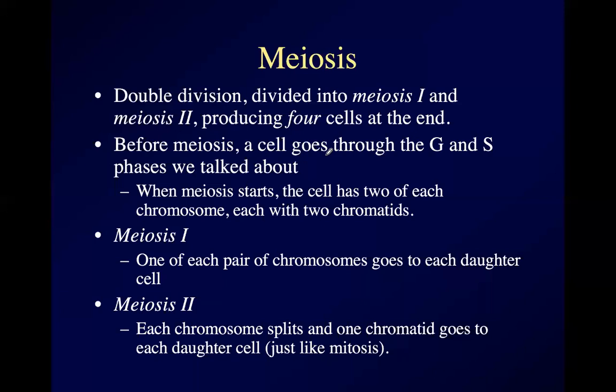So before meiosis, a cell goes through G1, S, and G2. And when meiosis starts, the cell has 2 of each chromosome, and each chromosome has 2 chromatids. In meiosis 1, 1 of each pair of chromosomes goes to each daughter cell. So at the end of meiosis 1, you have 2 cells with 1 of each chromosome. And then in meiosis 2, each chromosome splits and 1 chromatid goes to each daughter cell.